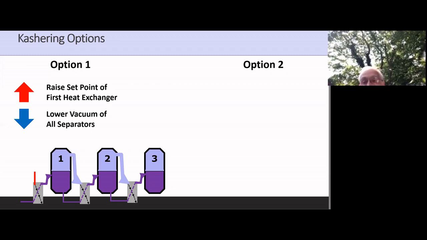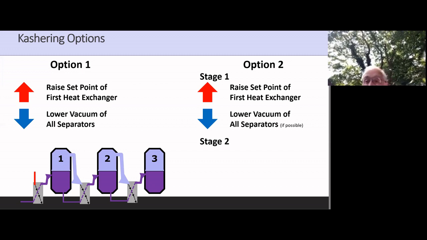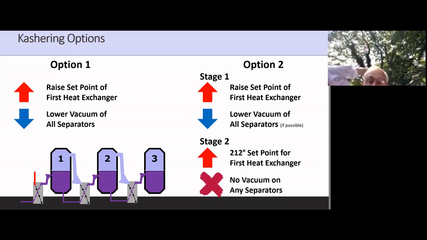Okay, here we go. Now we have another option. Option number 2 is going to be in two stages. The first stage is going to be the same as the other one, where we kashered as much as we could. For our second stage, the goal is to get our water temperature to be even higher. What's going to happen is like this: we make the set point on the first heat exchanger 212, as hot as we can make it, and we completely turn off the vacuum on all the separators.